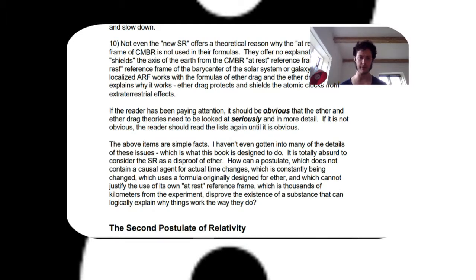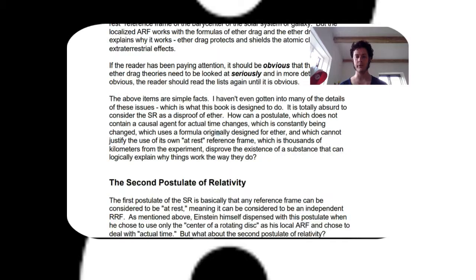I haven't even gotten into many of the details of these issues, which is what this book is designed to do. It is totally absurd to consider the special relativity as a disproof of ether. How can a postulate which does not contain a causal agent for actual time changes, which is constantly being changed, which uses a formula originally designed for ether, and which cannot justify the use of its own at-rest reference frame, which is thousands of kilometers from the experiment, disprove the existence of a substance that can logically explain why things work the way they do?